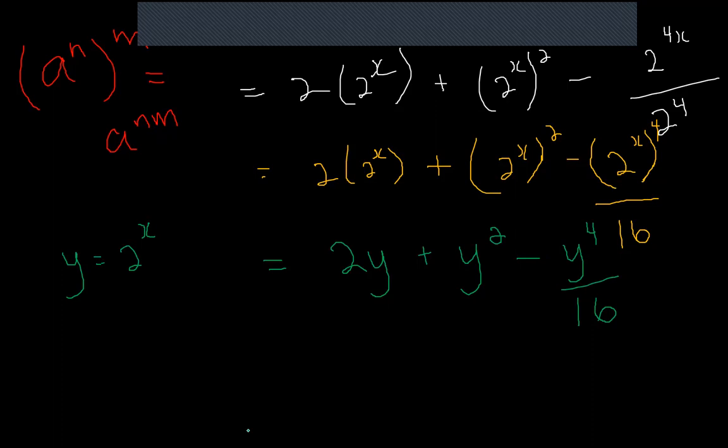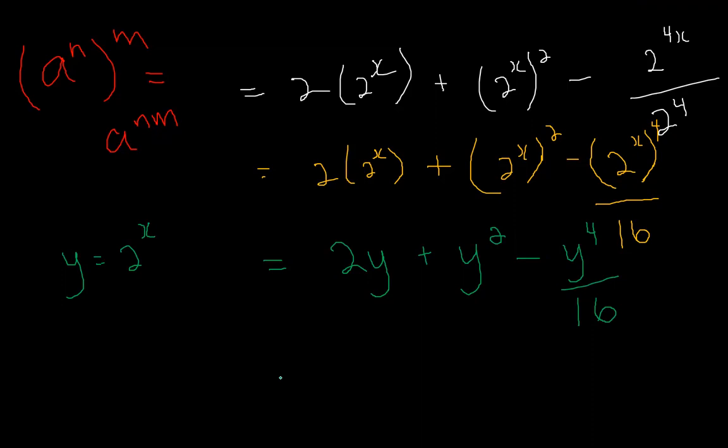So how was that? This would be an answer because they wanted the expression in terms of y, and you did that. 2y plus y squared minus y to the power of 4 divided by 16. How was that? You understand what I was saying?